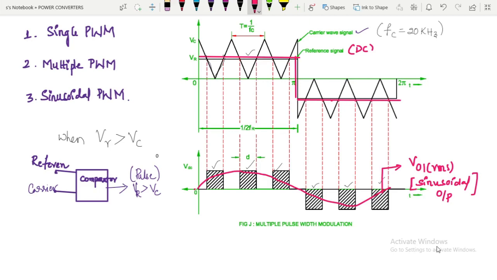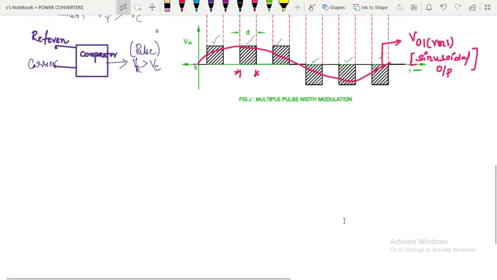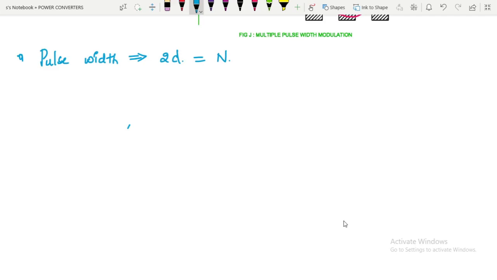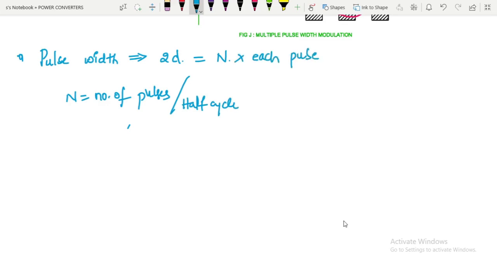Okay, here if you observe, this is the pulse width here. Okay, so let me write down here. Pulse width, which is equal to, generally pulse width is given as 2D. And we have n number of pulses in 1/2 cycle. Okay, n is the number of pulses in 1/2 cycle or per half cycle, into each pulse width. Okay, so this is the pulse width. Actually pulse width 2D is equal to the number of pulses per half cycle into each pulse width. Okay, so I hope you understand.